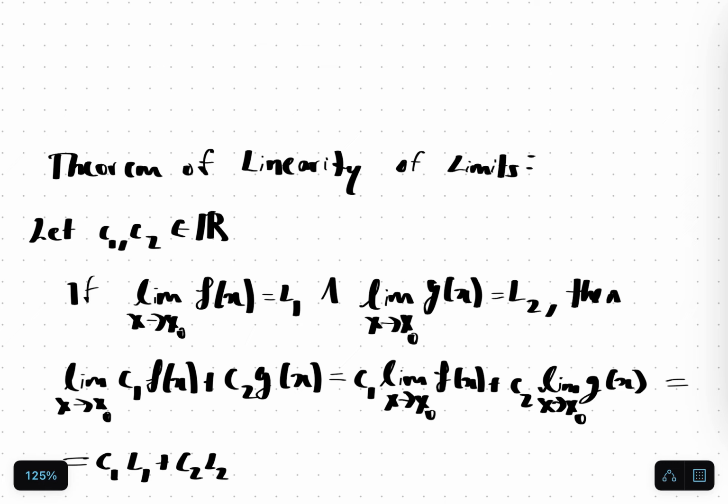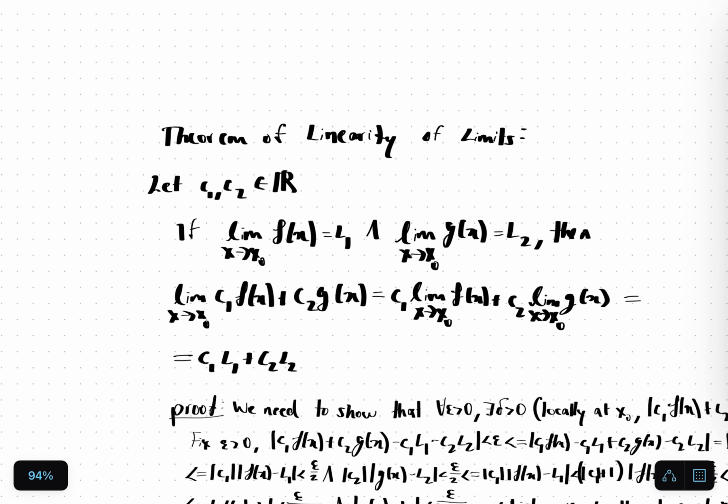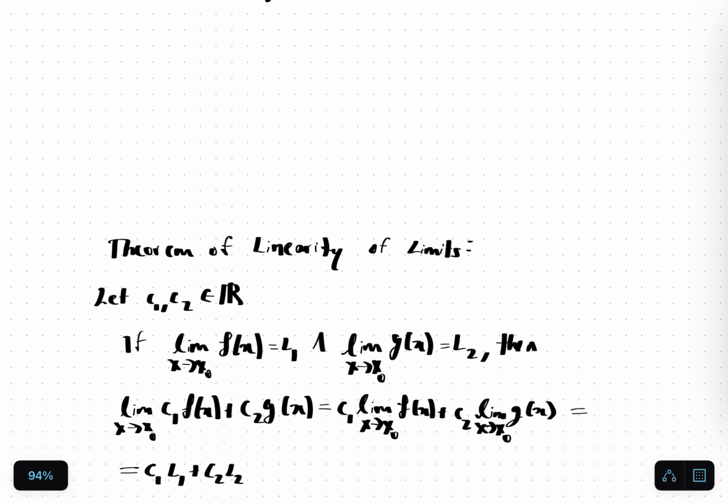Again, let c1 and c2 be real constants. If the limit as x approaches x naught of f of x converges to L1 and the limit as x approaches x naught of g of x converges to L2, then the limit as x approaches x naught of the linear combination of f and g is equal to c1 times the limit as x approaches x naught of f of x plus c2 times the limit as x approaches x naught of g of x, which is c1 times L1 plus c2 times L2.